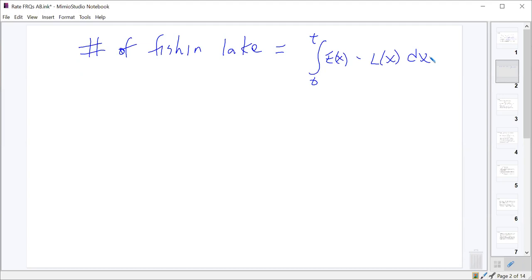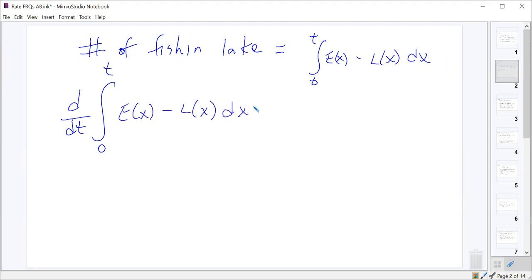So we want to find when is that at a maximum, I think is what it is. Maximum, not minimum, maximum. So a maximum can only occur at an endpoint or a critical value. So we need to find the critical values of this function. Well, the critical values come from its derivative, right? So we're taking the derivative of the integral from 0 to t of E minus L. Everybody good with that conceptually?